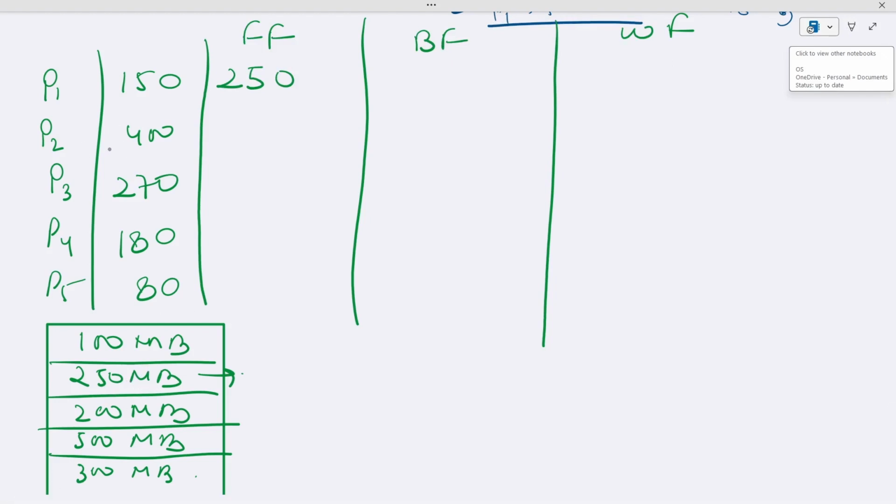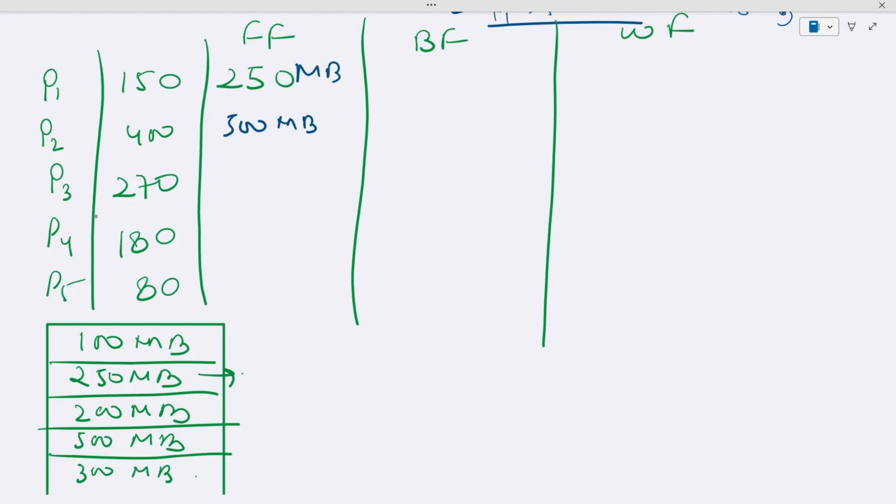Okay. Now the second is 400. This is first fit, so we have to start from the starting. Now, first block 100 MB, definitely not able to access. 250, not able to access. 200, not able to access. 500, yes. The P2 process will get 500 MB of memory space.